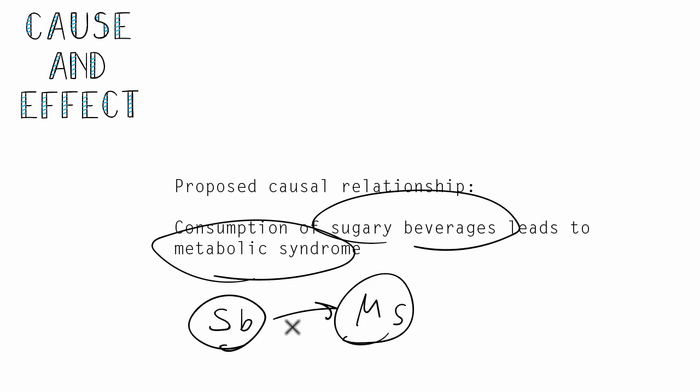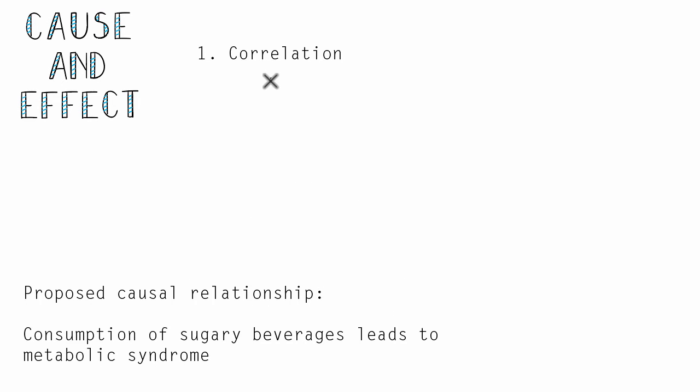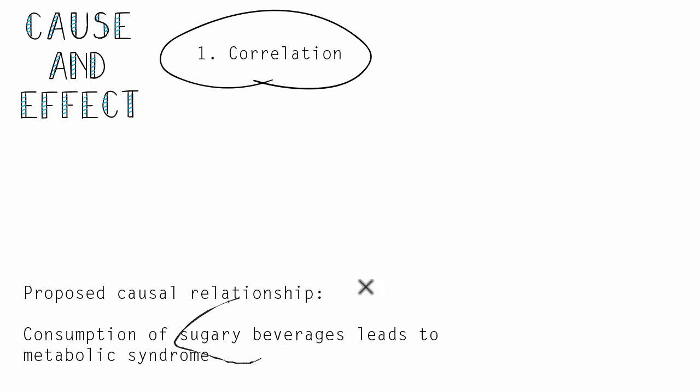So what are the factors that make for a causal relationship? Number one is correlation. When you say that one thing is the cause of another, you need to see the two observed in proximity to each other somehow. So, for example, here, if you never saw people drinking sugary beverages and then getting metabolic syndrome, there would be absolutely no correlation between the two. That's pretty basic. If there's a cause and effect relationship, the two things need to coincide somehow.